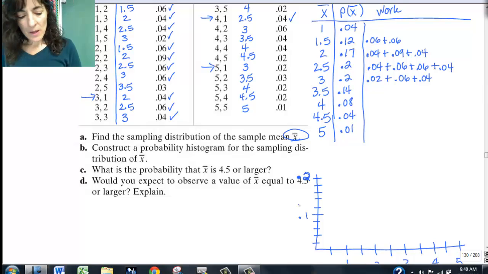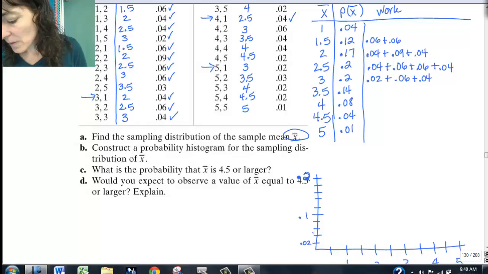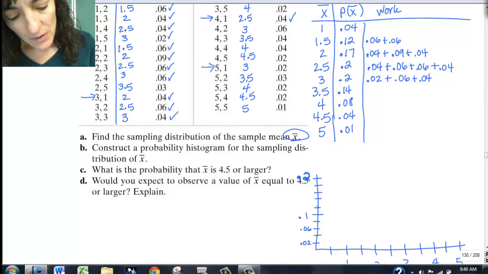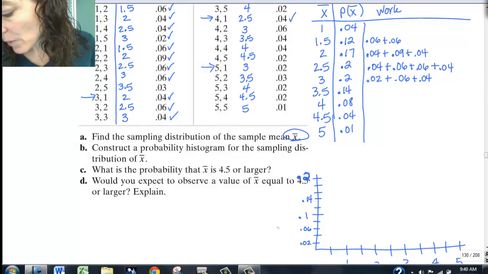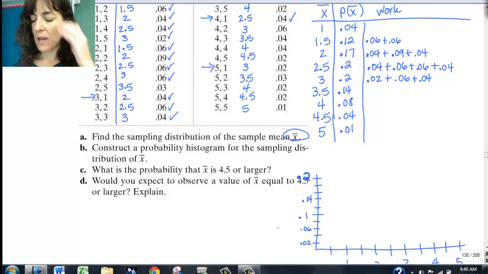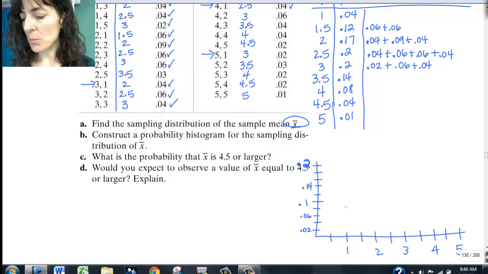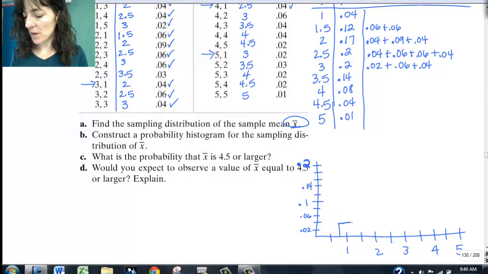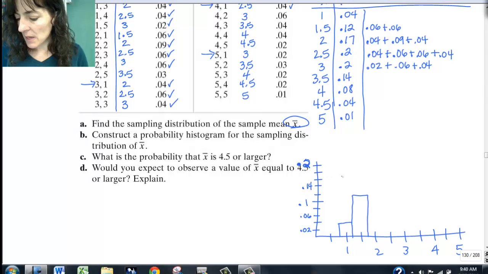0.2. And I have 0.02, 0.06, and here I have 0.14. Okay, and now I just want to make a bar centered over each of the numbers that goes up as high as their probability. So for 1, I have a probability of 0.04, so it's going to be centered over the 1. And then for 1.5, I go all the way up to 0.12, centered over the 1.5. And for 2, it'll go up to 0.17, right about there.